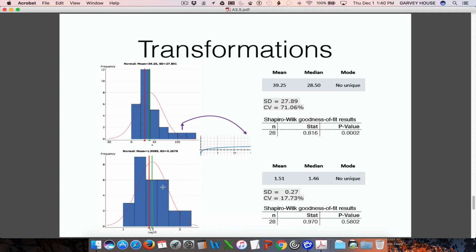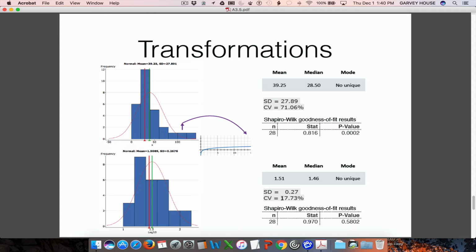You can see in this histogram that it looks a little bit better in terms of the spread and the skew than the original. You can also see that the coefficient of variation is significantly less. So we've reduced the size of the standard deviation, and you can see that the standard deviation here was nearly 28, and here it's much less than 1.